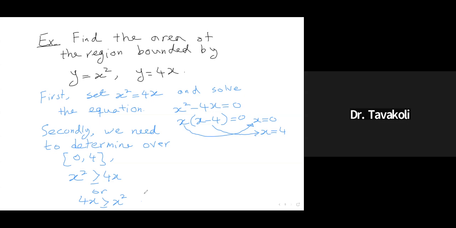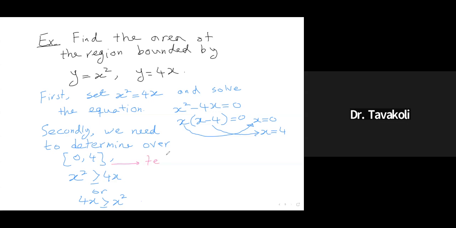So we know that at 0 and 4, x squared and 4x are equal. What happens between them? You might have seen a similar thing in basic algebra courses, that we choose a test number from 0 to 4 and test these two functions at that number. Whichever is bigger tells us over that interval the corresponding function is bigger. So from 0 to 4, let me choose a test number from this interval. Any number in that interval works as the test number.